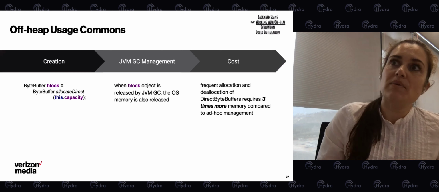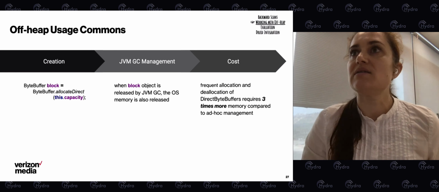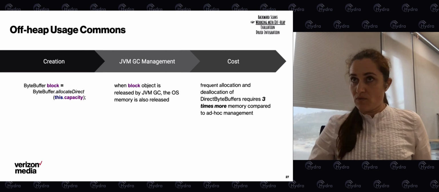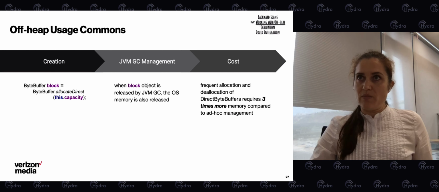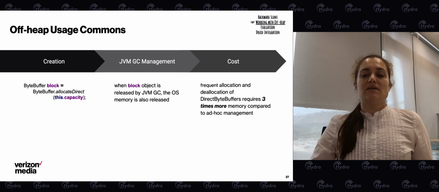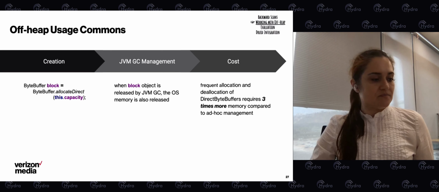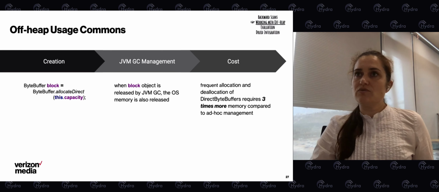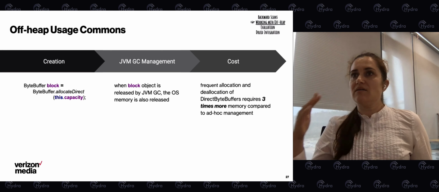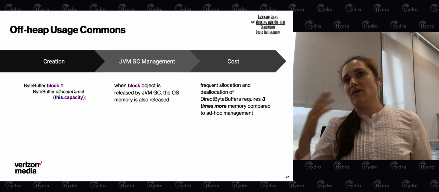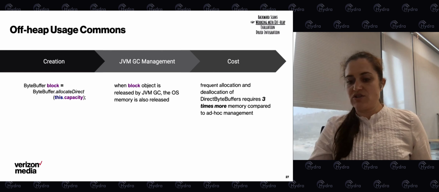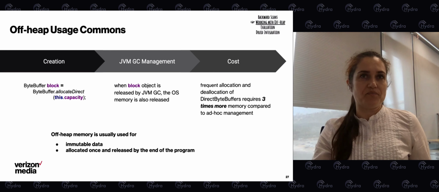But when we implemented it this way, we found that the GC works extremely slowly. And we were required to give 3 times more memory than we can give with our ad hoc memory manager. And therefore, we opted to use our ad hoc memory manager, because the time until the GC got to deallocate all the ByteBuffers and the OS memory behind those ByteBuffers takes too much.